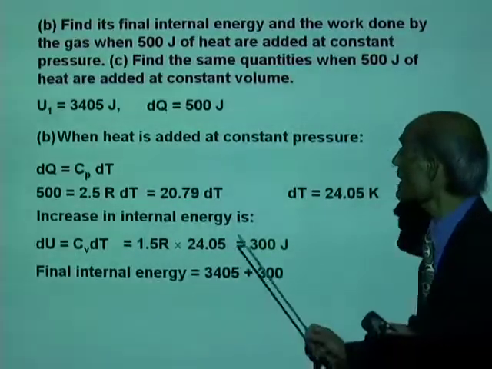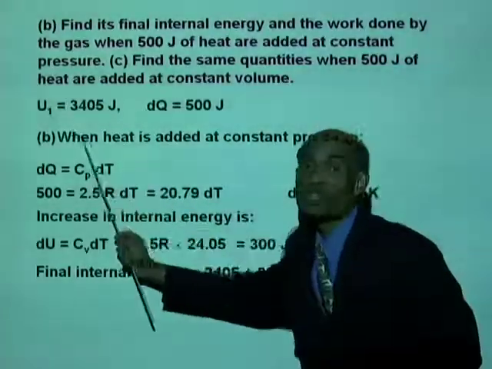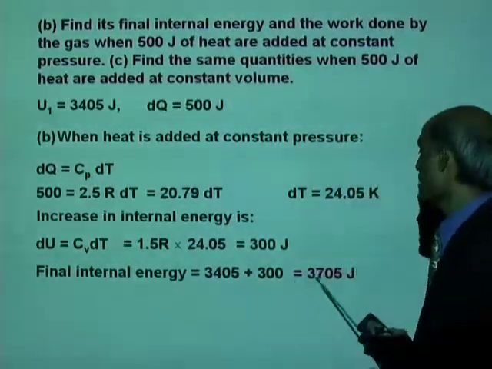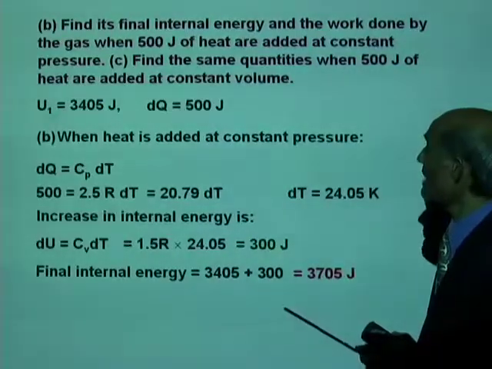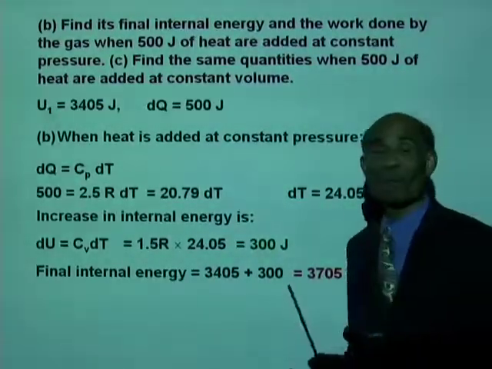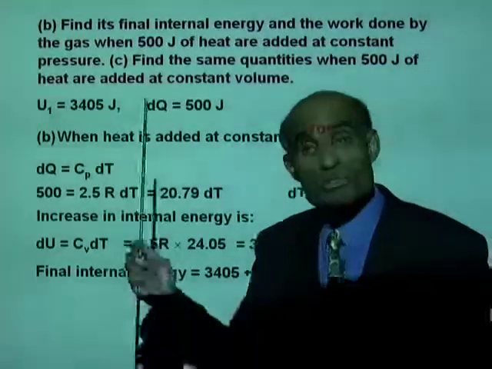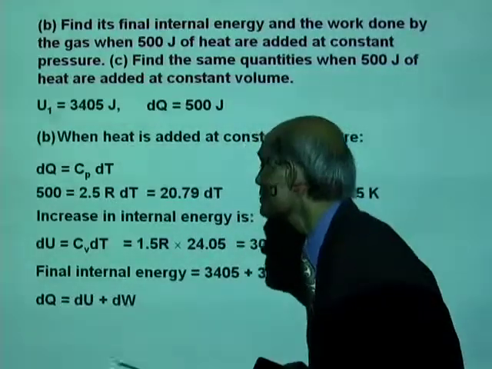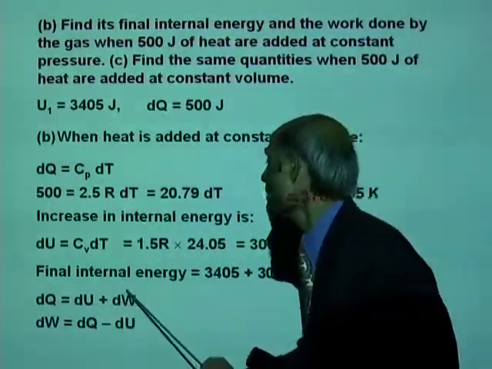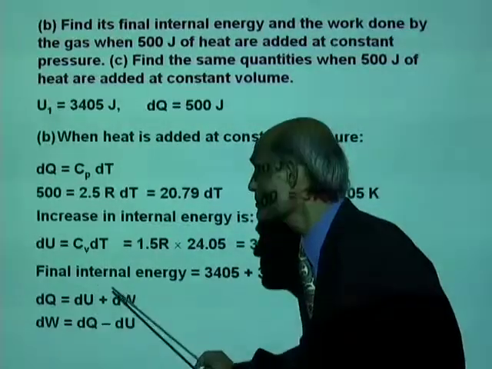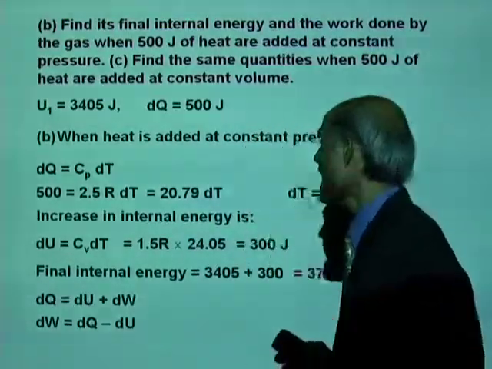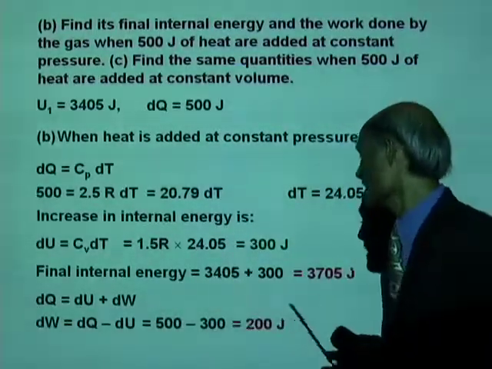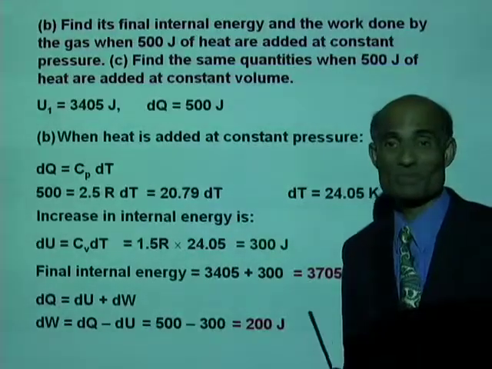So the final internal energy is the original internal energy plus the change in internal energy, and that is 3,705 joules. I want you to practice these kinds of problems. dQ equals dU plus dW, and we need to find the work done. dW equals dQ minus dU. That will be 500 minus 300 equals 200 joules.